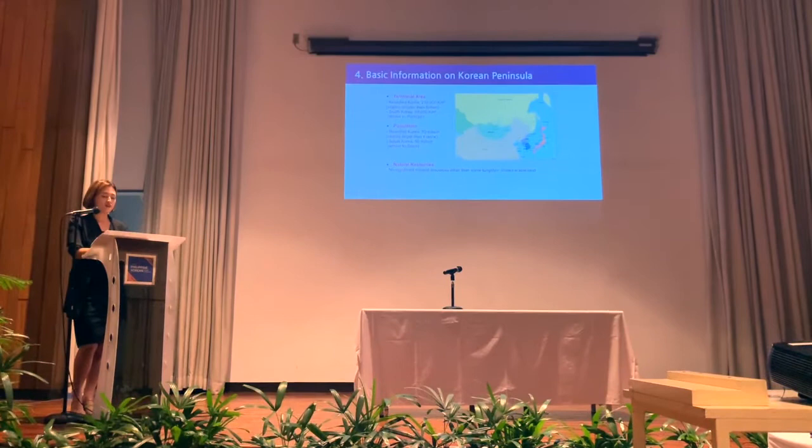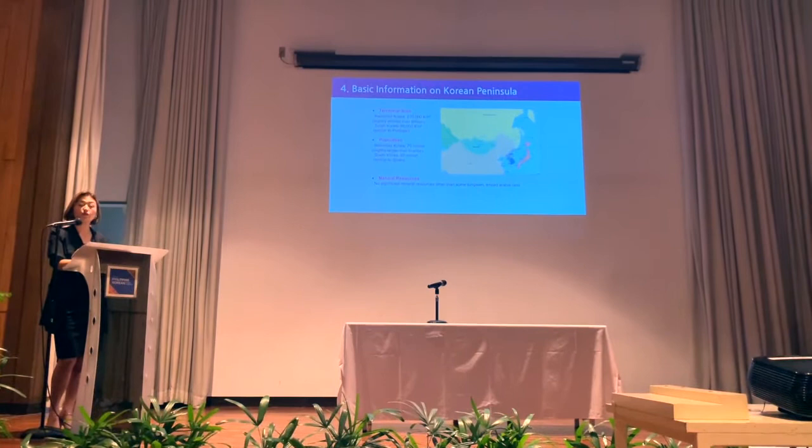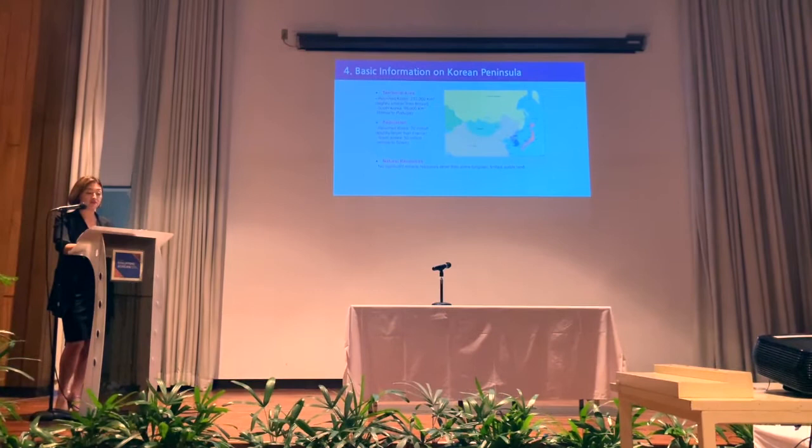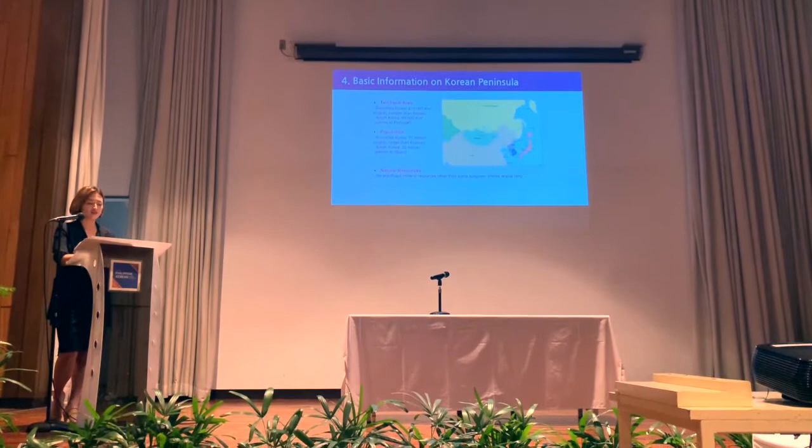And this is the basic information about Korea. Our territorial area is slightly smaller than Britain if we reunite it. Compared to the Philippines, the area of South Korea is about one third. South Korea's population is about 50 million, similar to Spain. And as you know, we don't have much natural resources. We got actually nothing in terms of natural resources.